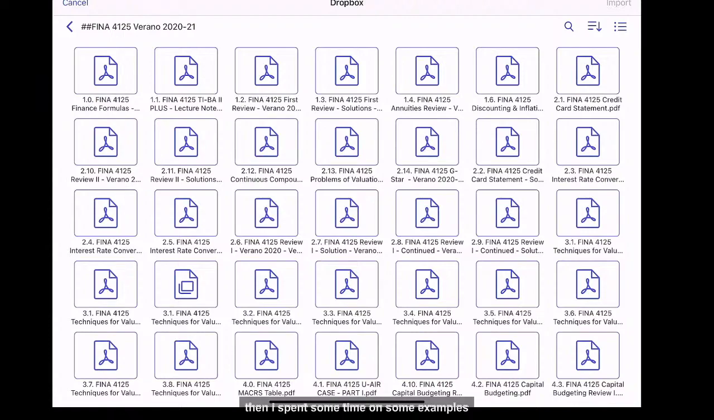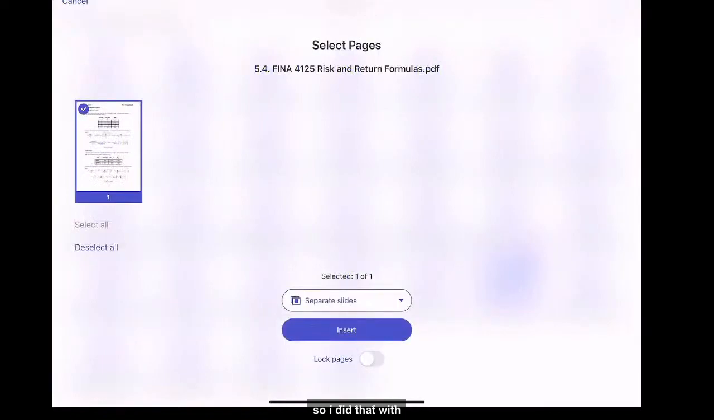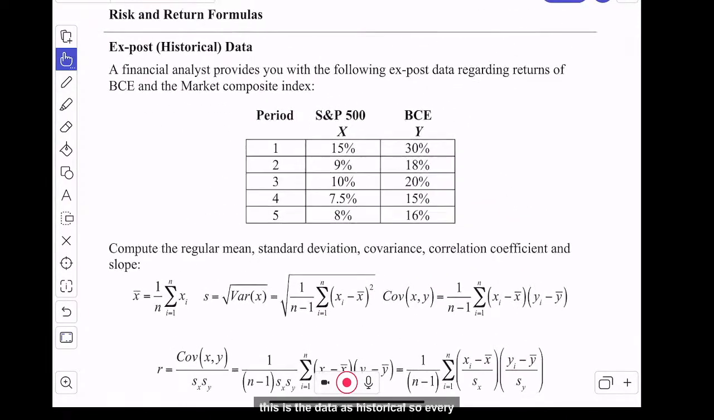I spent some time on some examples using financial data. So then I bring it together, the statistics tools that you should have learned, together with some finance application. I did that with these two sets of data. This is the data as historical, so every observation is equally likely.